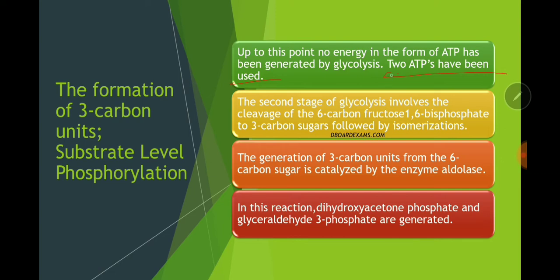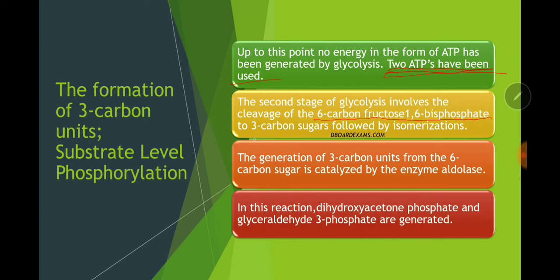So the first 3 steps of glycolysis do not produce any ATP, but they use 2 ATPs. Now, the second stage of glycolysis involves the cleavage of the 6 carbon. The first 3 steps have formed fructose 1,6-bisphosphate.